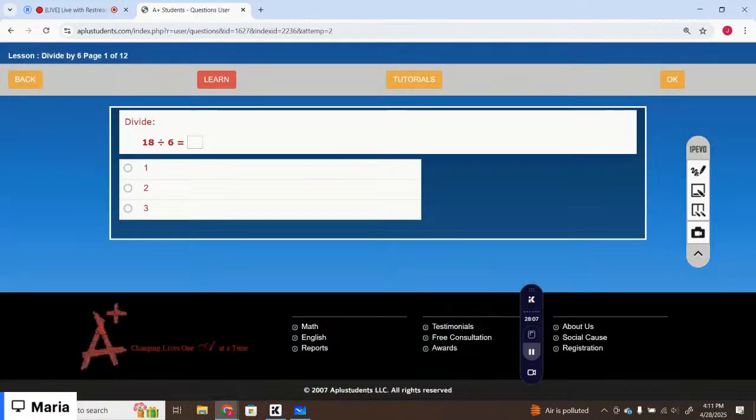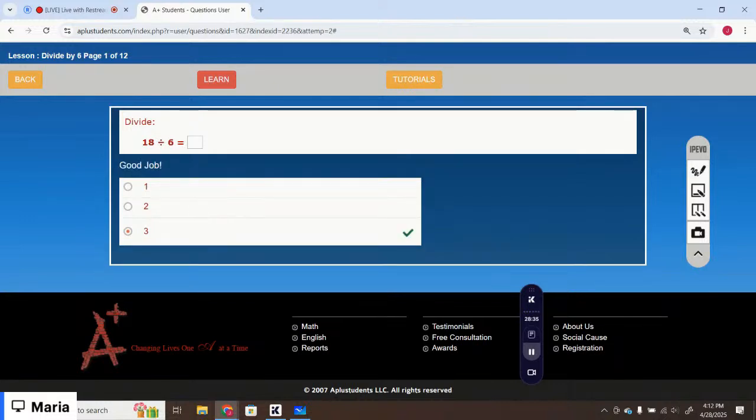Let's start with the test questions. 18 divided by 6. That's the one we just did. So which is the correct option? That is 3. 18 divided by 6 is 3. Option number 3 is the correct option.